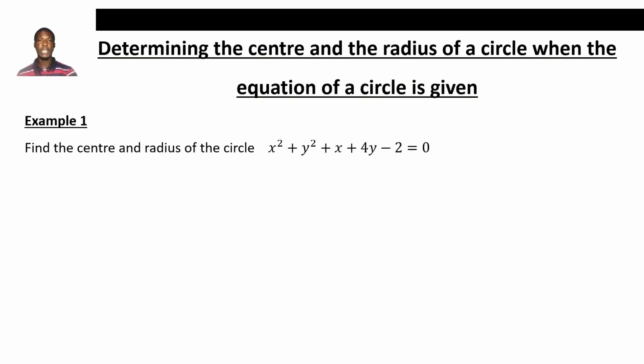Now we determine the center and radius of a circle when the equation of the circle is given. Okay, so now we take our first example. We are to find the center and radius of the circle x squared plus y squared plus x plus 4y minus 2 is equal to 0. Okay, so let's see how we solve this.